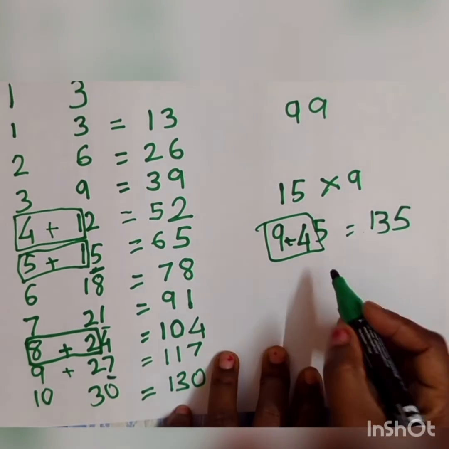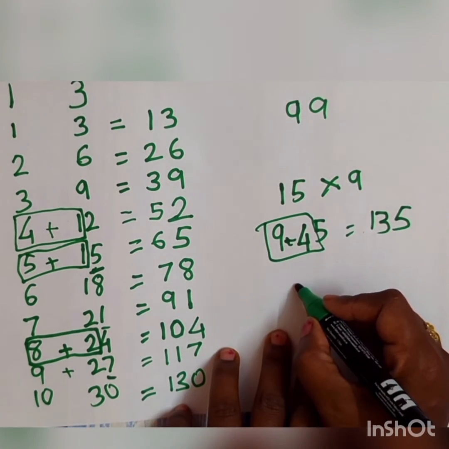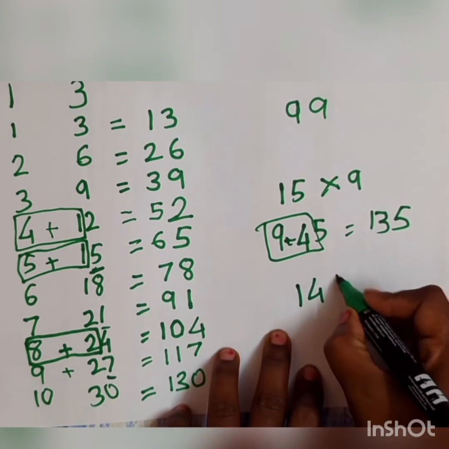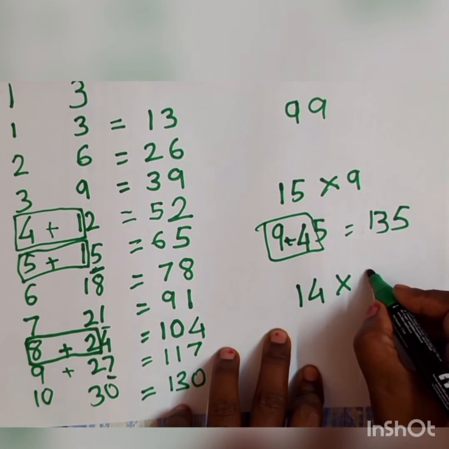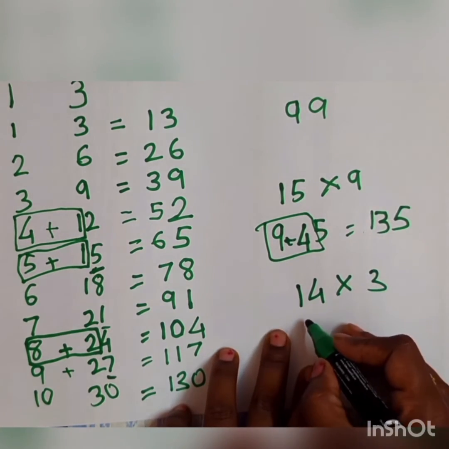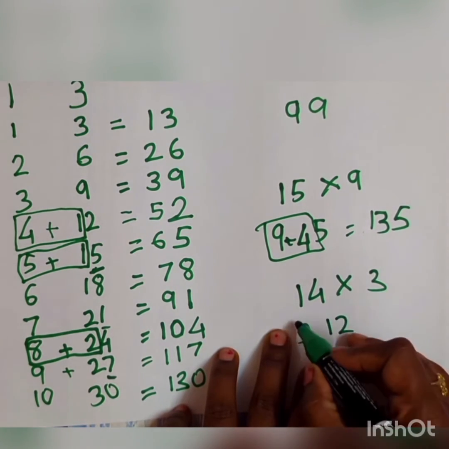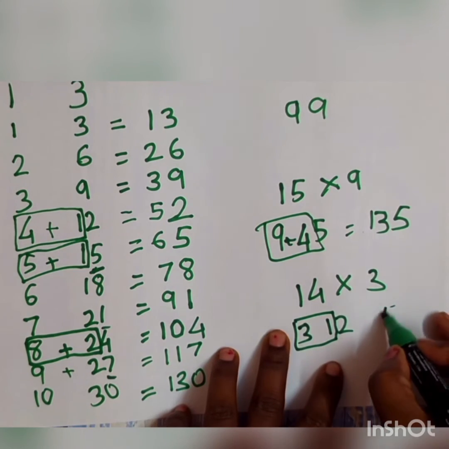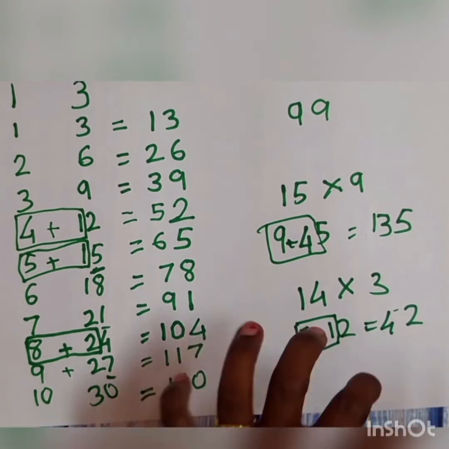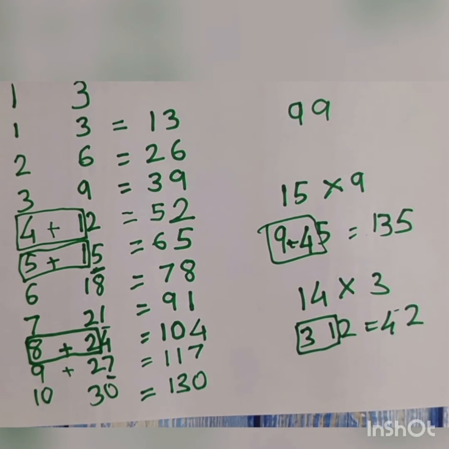Anytime anybody asks you in between, suppose 14 times 3. So the 3 times table you will write. 3 ones are 3, 4 threes are 12. Add these two digits. 4, 2, 42. Anywhere, anytime, very simple you can do this.